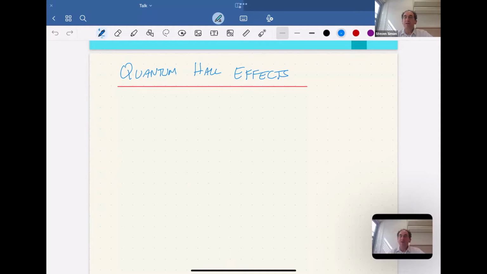So I'm going to talk about quantum Hall effects, and it's sort of a truth universally acknowledged that all talks about anything topological in condensed matter have to start with the integer quantum Hall effect, which I understand you've already heard something about. So our story starts in about 1980 with experiments by Klaus von Klitzing.